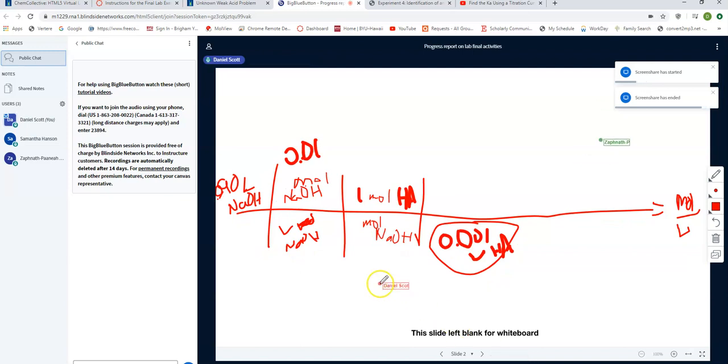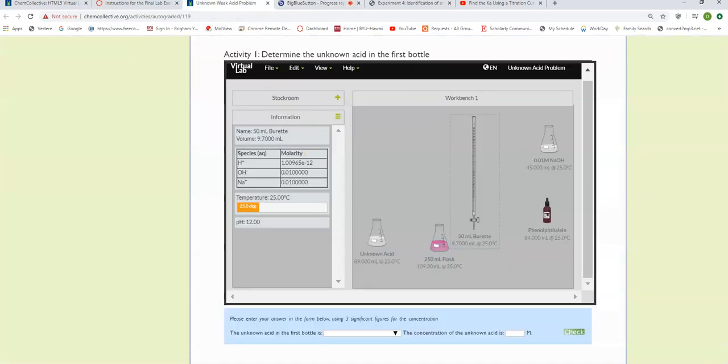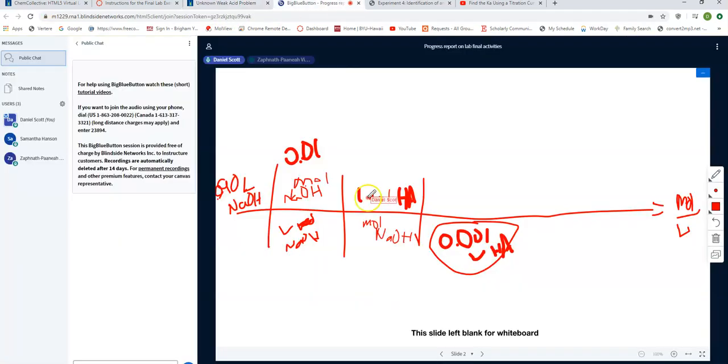Back to our calculation. What do we got? Anybody do it yet? Not yet. 0.9. Okay, 0.9 molar, huh? Okay, so, I almost went on without you.